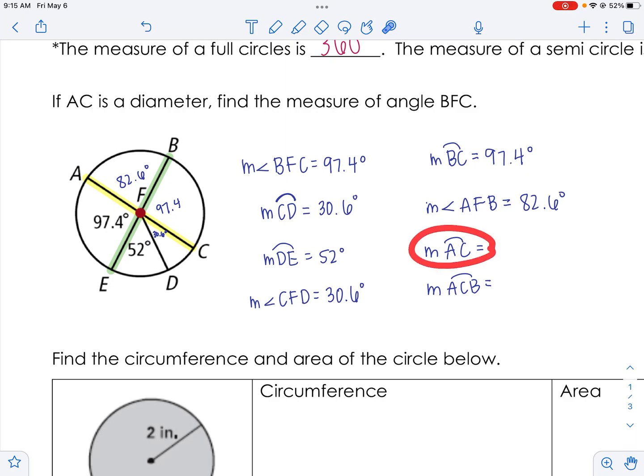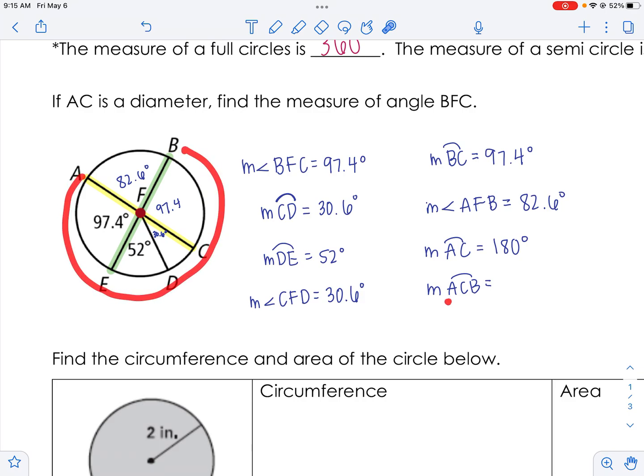Okay, and if I ask you for arc AC, well, that's half the circle. That's on the diameter, so that would just be 180 degrees. And if I asked you for arc ACB, so ACB, that's the wrong way. ACB would be A to C to B. And notice that it's 3 letters, which makes it a major arc. So A to C to B means I'm going to add up all of those parts.